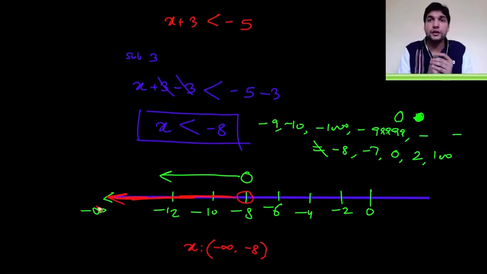But x cannot be -8. Remember that. x cannot be -8 because we are putting x is lesser than -8. We are not putting x is lesser than or equal to -8. No, we are not doing that, because here the inequality is only for the lesser than sign. Okay, now let's do some more problems.